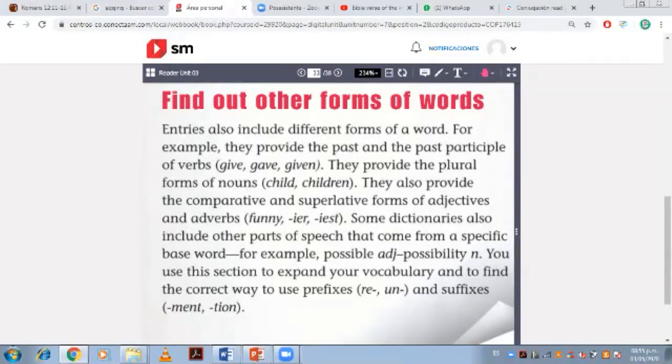Ellos además proveen los comparativos, los superlativos, las formas de los adjetivos y los adverbios. For example, funny, funnier, and funniest. Funny is divertido. Okay, funnier and funniest. The comparative is I-E-R, and the superlative is I-E-S-T. It's very important. You can understand this concept. Okay, very good, excellent. For this reason, let's continue with the translation.